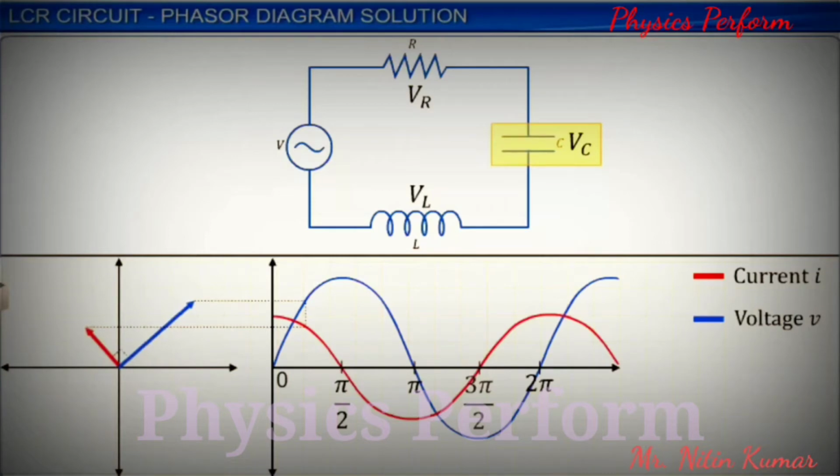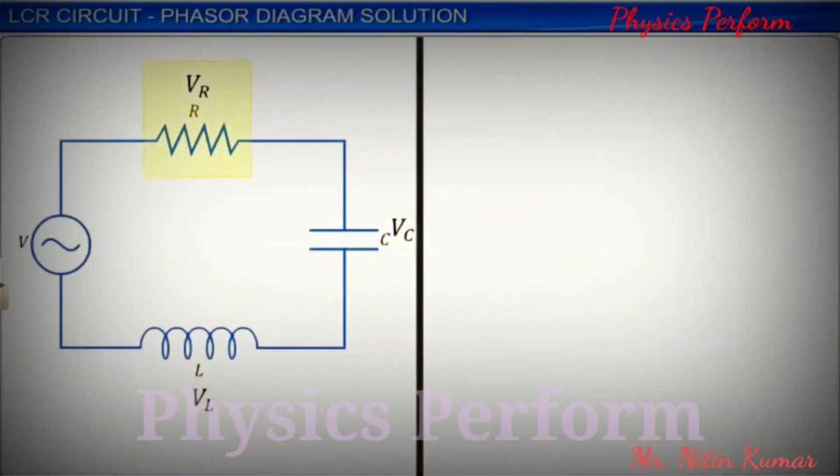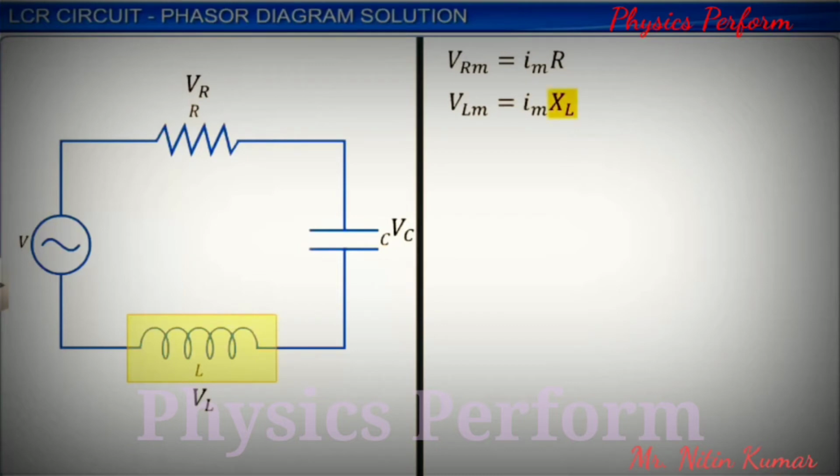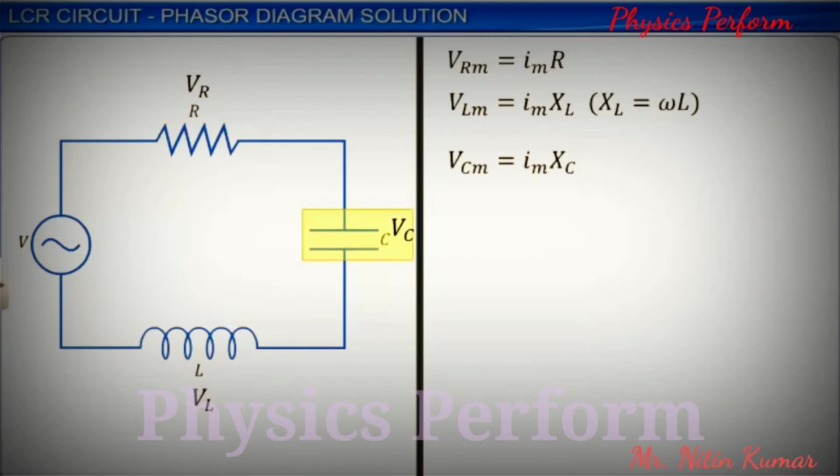The amplitude of the voltage across the resistor is VRm equal to Im into R. The amplitude of the voltage across the inductor is VLm equal to Im into XL, where XL is the inductive reactance of the inductor. We know that XL is equal to omega L. The amplitude of the voltage across the capacitor is VCm equal to Im into XC, where XC is the capacitive reactance of the capacitor. We know that XC is equal to 1 by omega C.